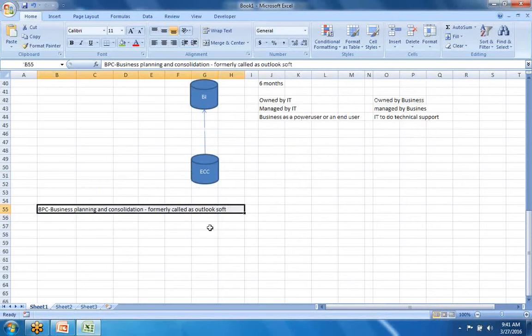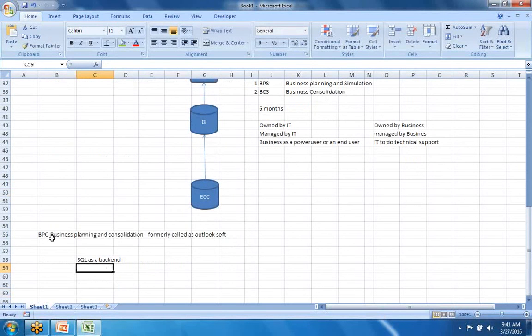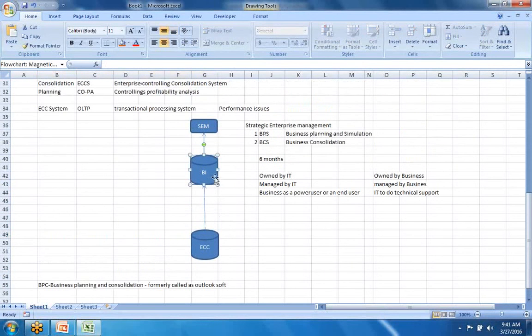Now, when SAP first planned to acquire OutlookSoft, OutlookSoft was running on SQL as a backend. Then the next challenge for SAP was to integrate this BPC, or OutlookSoft, into their own tools, their own analytical tools, which is BI.